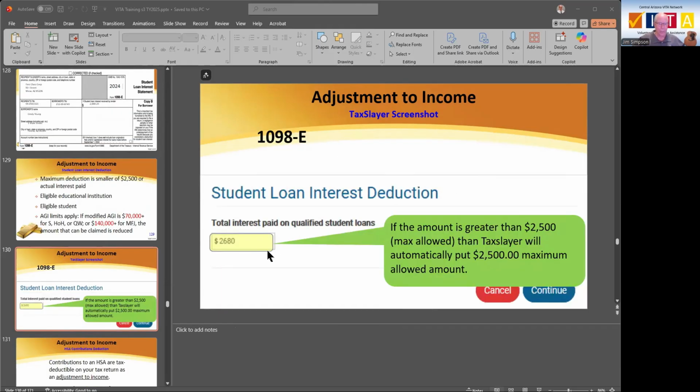So here's the form where you could put it. And yeah, okay, I just told you this, I assume. Even if you put in the full amount, like this 2,680, TaxSlayer is going to limit it to 2,500.